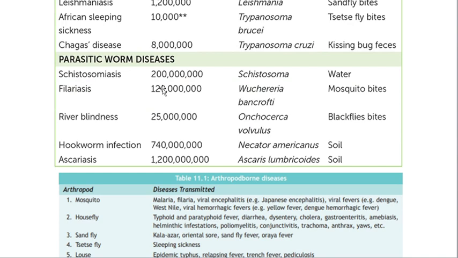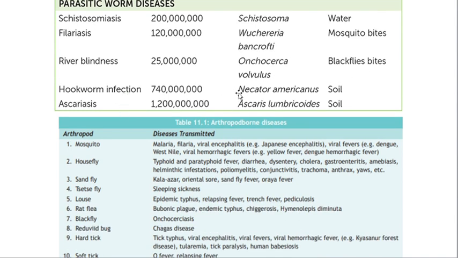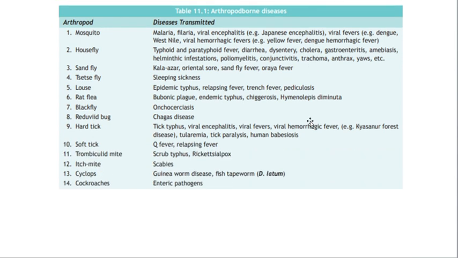Next, schistosomiasis is caused by the parasite Schistosoma, and it is transmitted by water. Filariasis is caused by Wuchereria bancrofti, and it is transmitted by mosquito. River blindness is caused by Onchocerca volvulus, and it is transmitted by black fly. Hookworm infection is caused by Necator americanus, and ascariasis is caused by Ascaris lumbricoides. Here you can see the arthropods and the diseases transmitted by them.